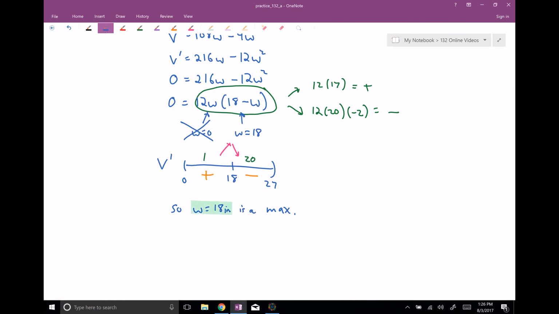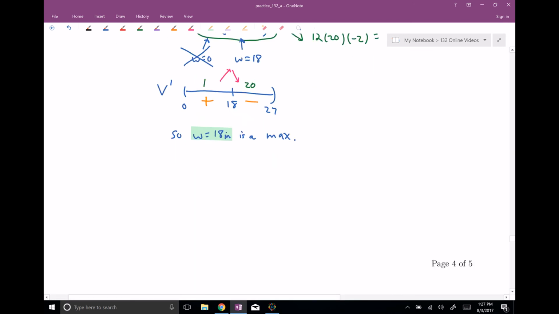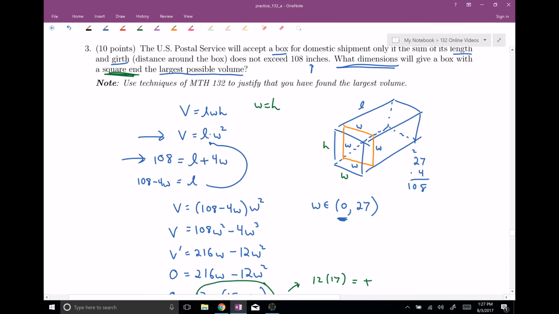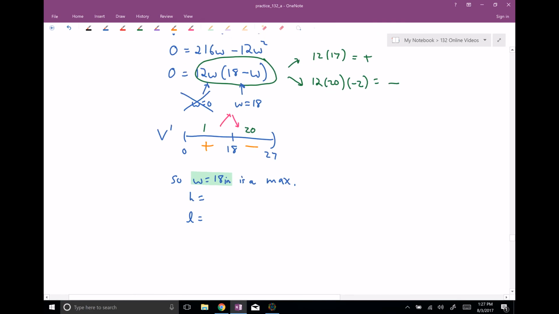And then the second thing I always have to check is, did I answer the question that they wanted me to answer? So back up here, it asks what dimensions will give a box of the largest possible volume. So I have the W dimension, but what should H be, right? And what should L be? So let's solve for all of the dimensions. Well, in this case, my W and my H are equal to one another. So in this case, this is also 18 inches.